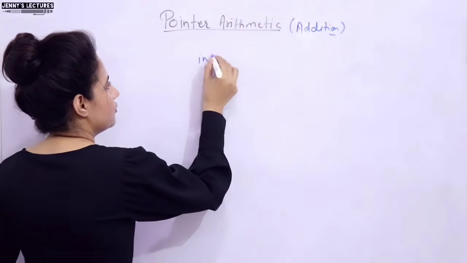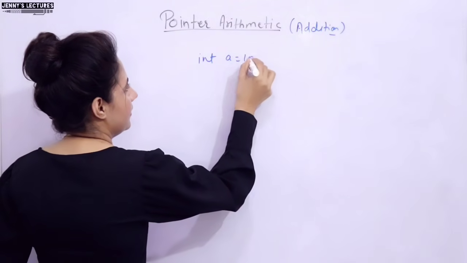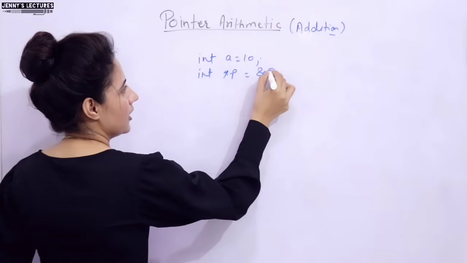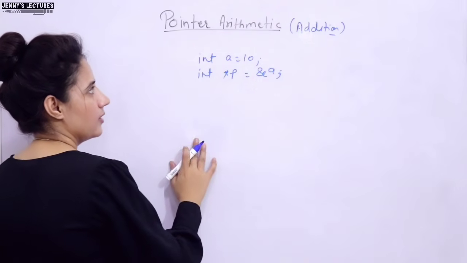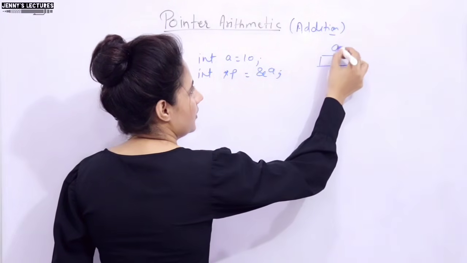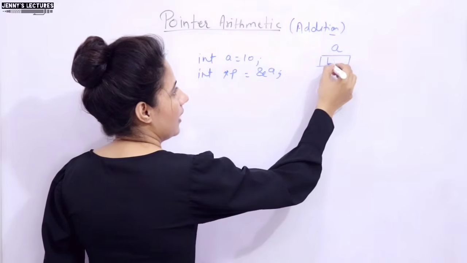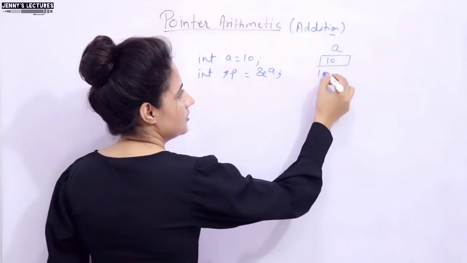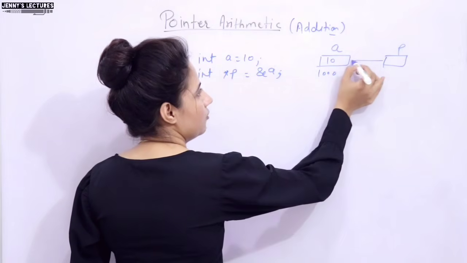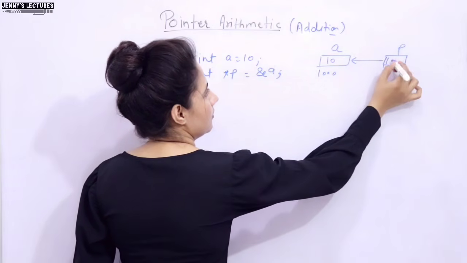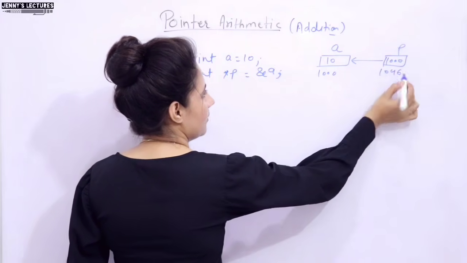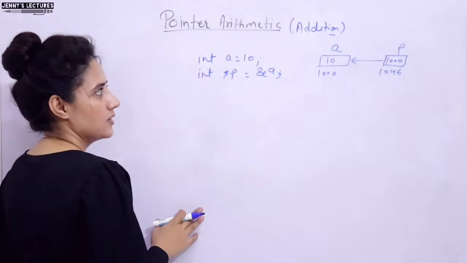First of all, I am taking one variable, int a = 10, and one pointer variable, int *p, and I am going to initialize it by storing the address of a here. So in memory, how would you represent this? This would be the variable a having 10. Suppose its address is 1000, and this is pointer p. It contains the address of a, meaning 1000, and p also has its own address. Suppose I take 1046. This is the case.